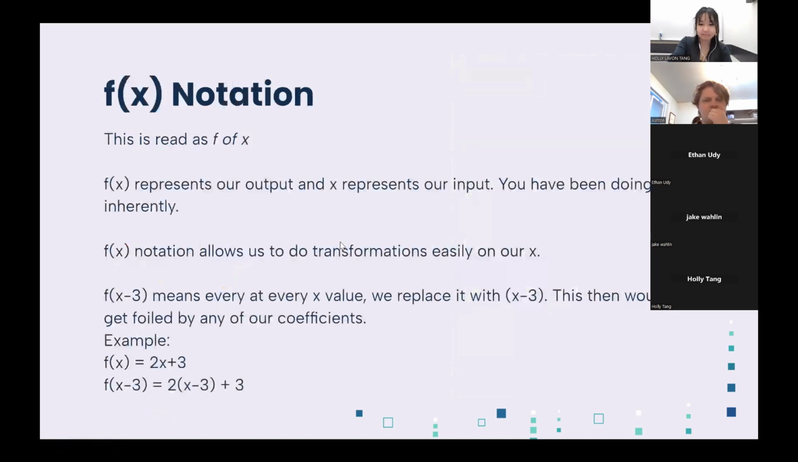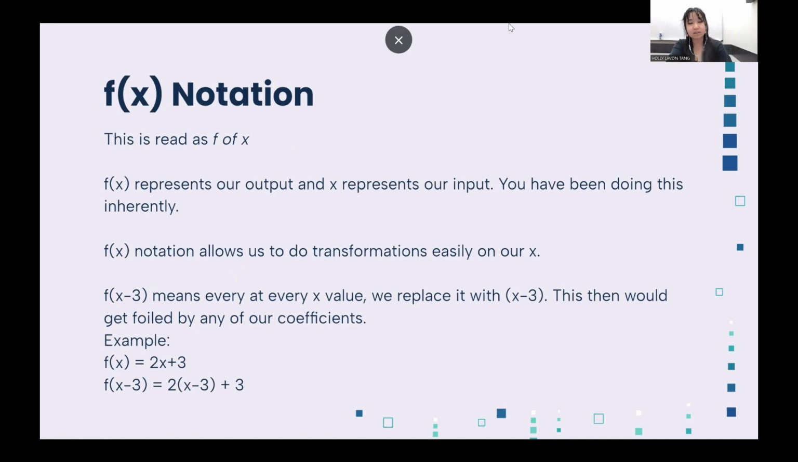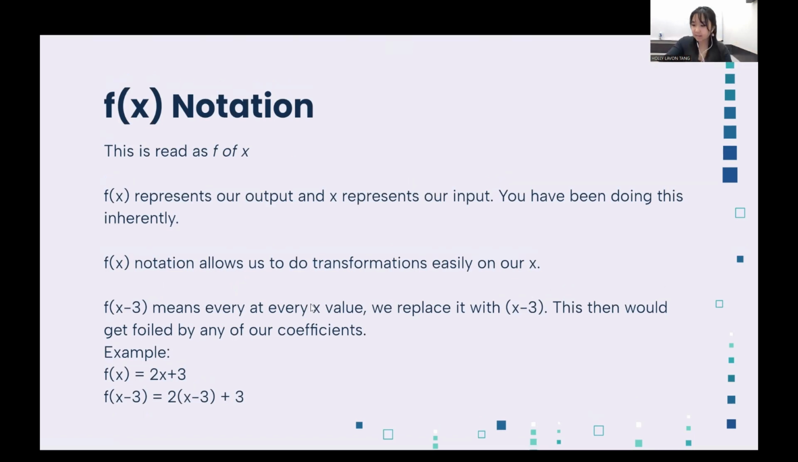All right. And then really quickly, we'll go over f of x notation. I've heard that this is quite confusing for people, but every time I say f of x, I mean this here, right? So f of x represents our output and x represents our input. You've already been doing this, like with your y equals mx plus b, y is technically an f of x function. So f of x notation allows us to transform on x.